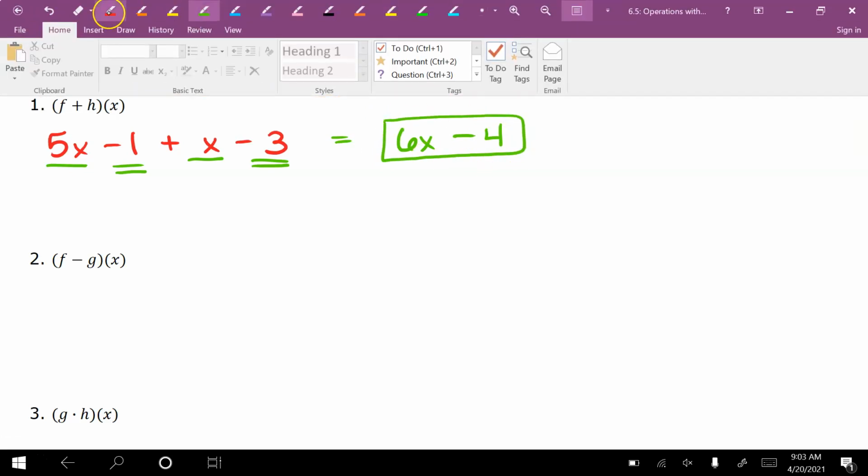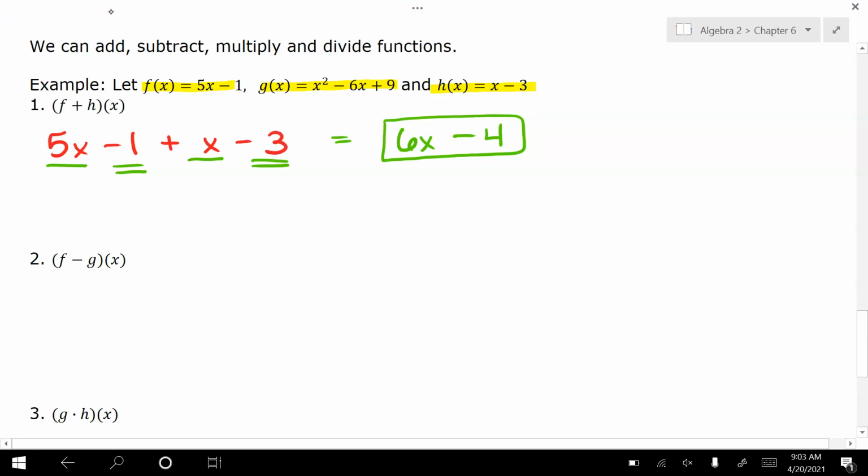For subtracting, what I would suggest you guys do is write it out and put the functions inside of parentheses, because with the minus sign, that minus sign is going to have to get distributed over to the second function, because it's going to change the signs of those things. So f of x is that 5x minus 1, and then minus, we're subtracting g's function, which is x squared minus 6x plus 9.